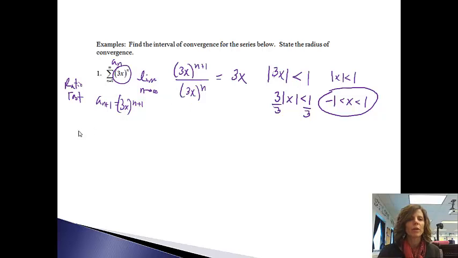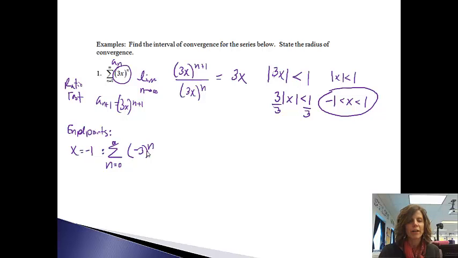So what we are going to do, we're going to test the endpoints. So testing the endpoints when x equals -1, because that's the left endpoint. When x equals -1, we're actually just going to plug that in and see what it would look like. So we'll get the sum from n equals 0 to infinity. If I plug in -1 for the x inside of my parentheses, I'm going to have -3 to the n power. And so that's what I'm looking at.